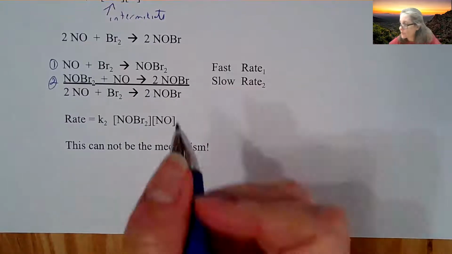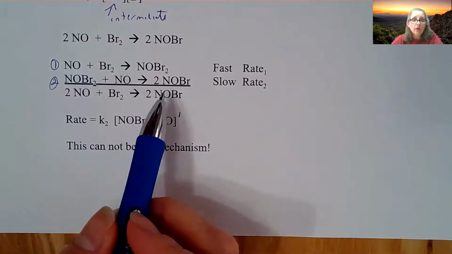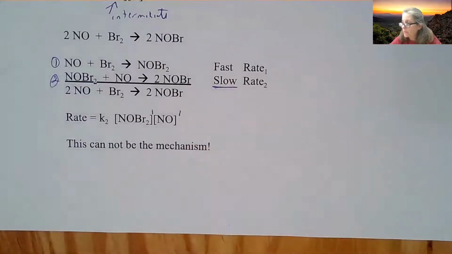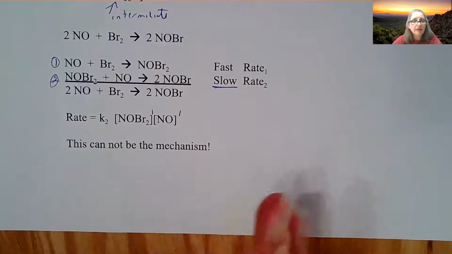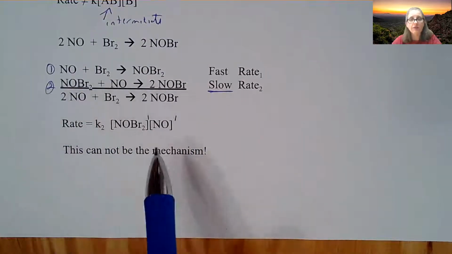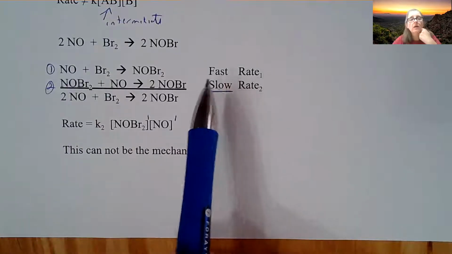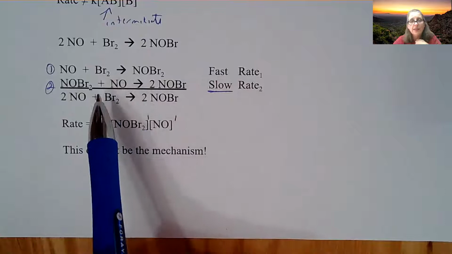So these are both first order. Again, we don't write ones in chemistry. And this is my slow step. But why can't it be the mechanism? The question I might ask you is, can you defend why this isn't the correct mechanism? You could say, yes, it is slow. It is a slow step. Yes, it adds up.